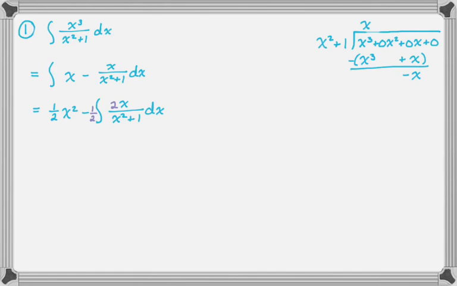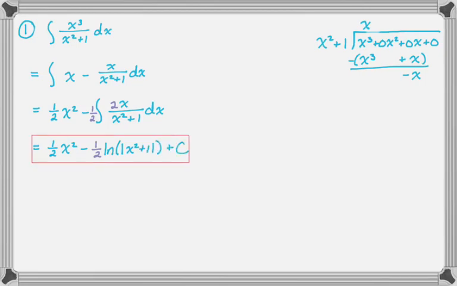Now it's a perfect antiderivative situation. That's perfectly the derivative of the natural log of x squared plus 1. So we can write our final answer here. So it's 1/2 x squared minus 1/2, and then we integrate this, and we get natural log of the absolute value of x squared plus 1. You can drop the absolute value there because x squared plus 1 is always positive. But I'm going to leave it in anyway because I think it's a little safer. Definitely a good habit to get into, putting those absolute values in there.